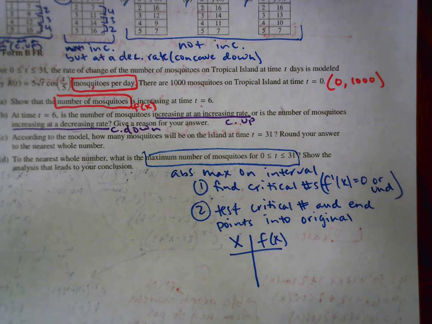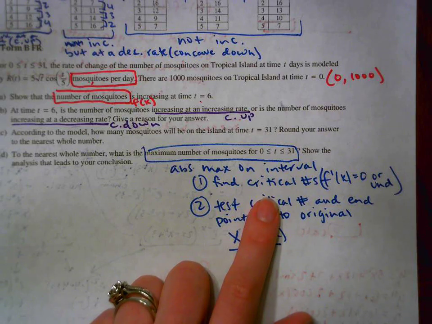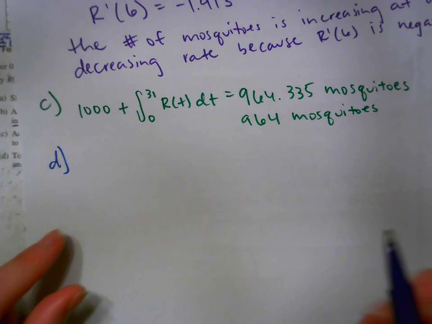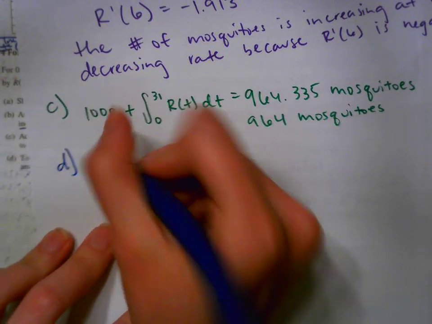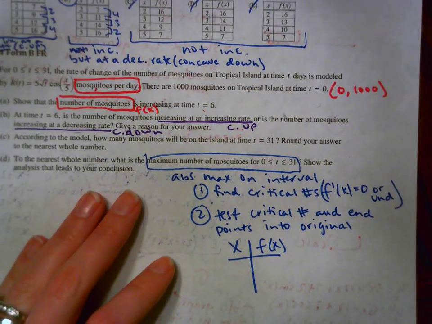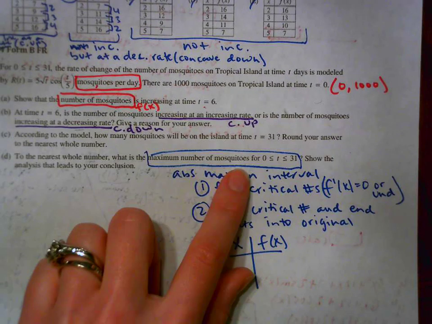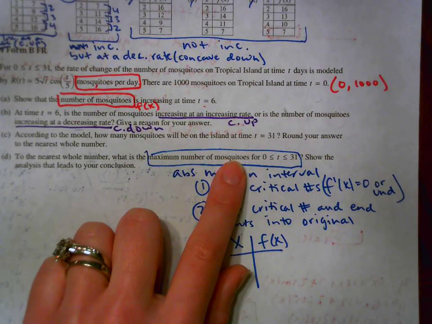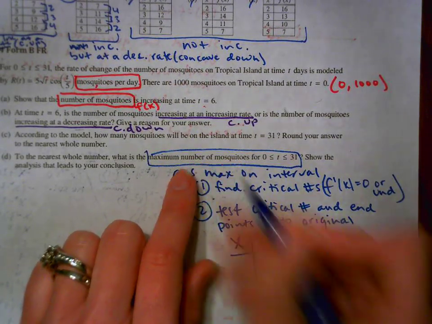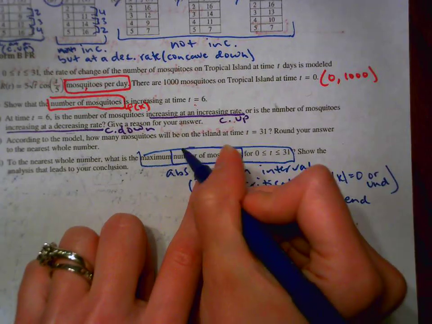Okay, so this is kind of a lot, but you have a calculator, so it helps. So to first find your critical numbers, what is the max number of mosquitoes? You have to think about this. If we're talking about number of mosquitoes, then what is the derivative?